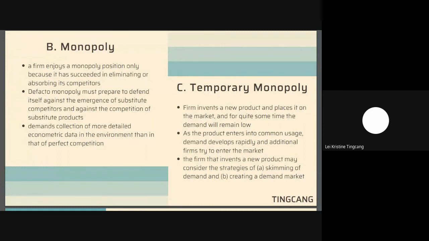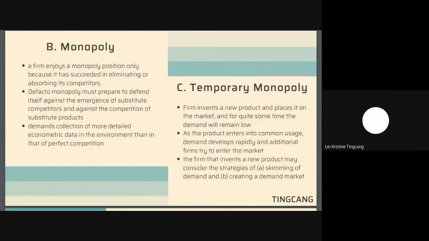The next would be pricing policies under a temporary monopoly. This type of market occurs more frequently than that of a monopoly. This is a market in which a firm invents a new product and places it on the market, and for quite some time, the demand will remain low since customers are not yet aware of the product. As the product enters into common usage, demand develops rapidly and additional firms try to enter the market and develop new production methods. Gradually, prices and production techniques stabilize and the market evolves towards an ordinarily competitive one.